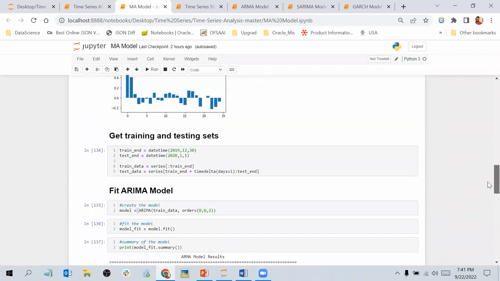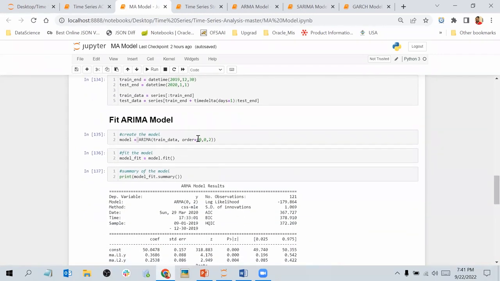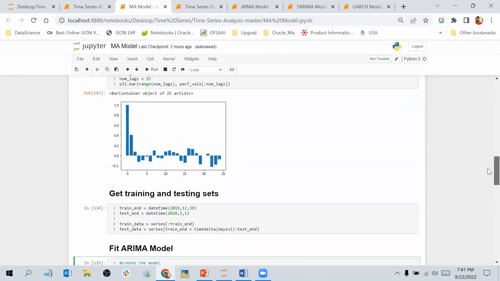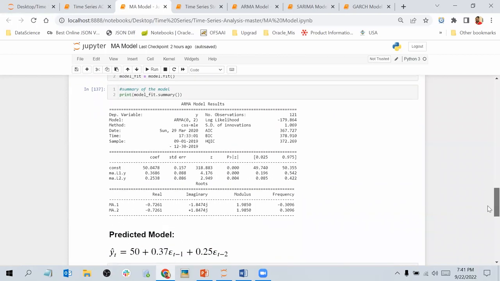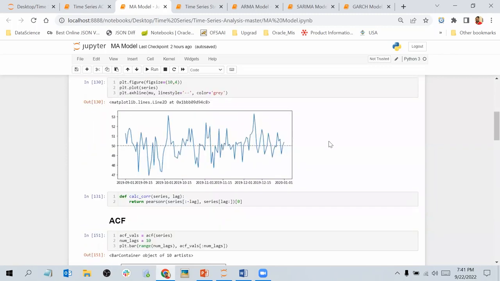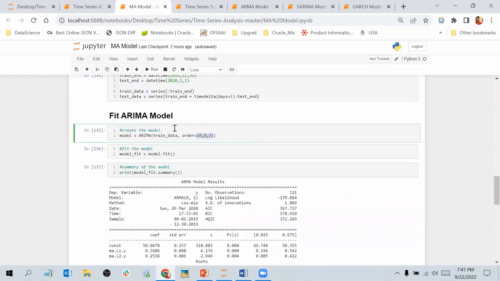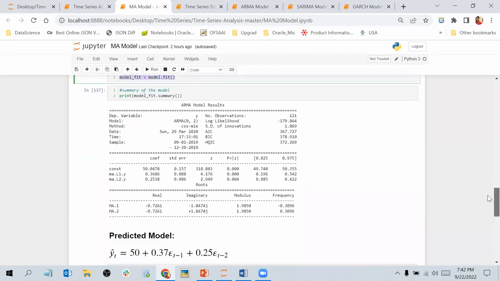You can provide the order here, which is my P, D, and Q values. You can see Q is equal to 2 here. And this looks completely stationary, so we have provided D equal to 0. Then with the model, we are fitting the data. Once the model fit is done, we can see the model summary, how this model has been built.